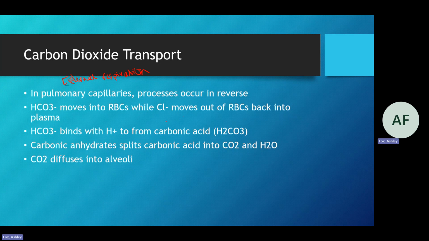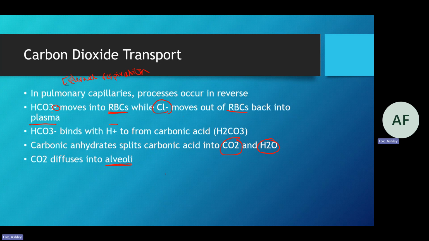So all the things that we just talked about are going in reverse because we want to make carbon dioxide and water so that carbon dioxide can go into the alveoli and be released and breathed out through pulmonary ventilation. So bicarbonate ions move from the plasma into the red blood cells, and then we get the opposite where chloride moves out of the red blood cells and back into plasma. So we have that shift back because, again, we want to go opposite, negatives and negatives, so we have an even charge.